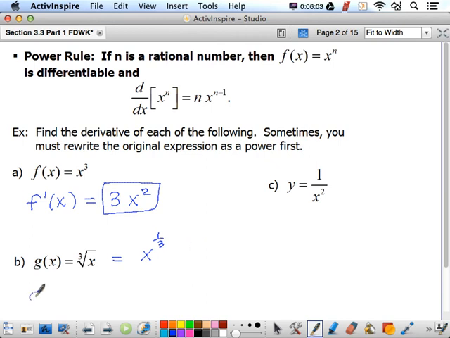And you can say that the derivative of g with respect to x, or g prime of x, equals, bring the power down, 1/3, subtract 1 from the power. What is 1/3 minus 1? Negative 2/3. You will get really good at subtracting 1 from fractions over the course of this semester.